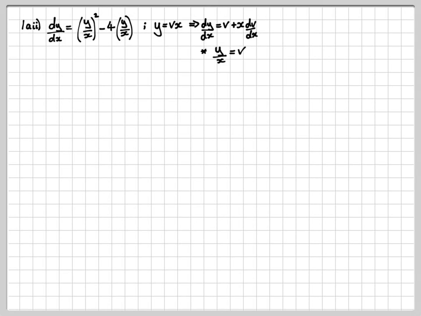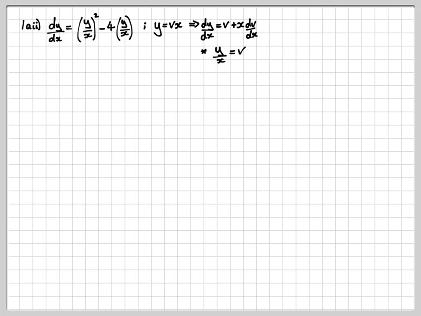Exercise 5C, question 1A, part 2. All I've done so far is written down the given equation. The substitution we'll be using, which is y equals vx. I've then differentiated that using the product rule, and then just for convenience I've rearranged it to say that y over x equals v.